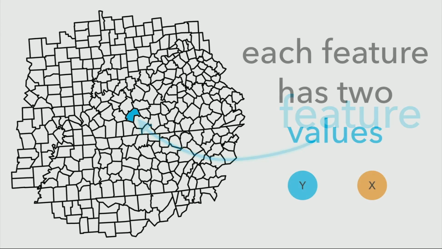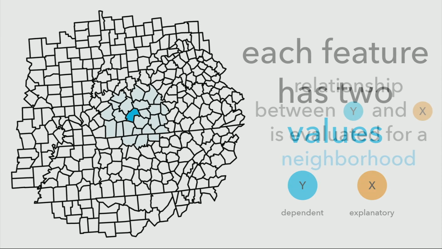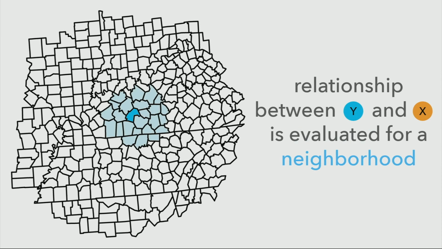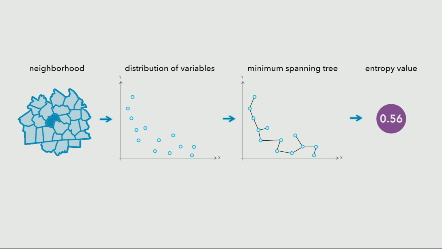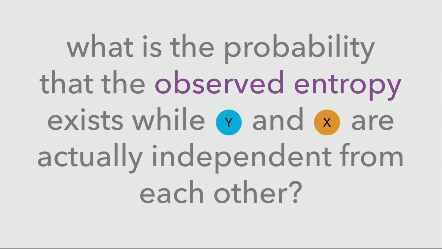So the tool starts with a feature. That feature has two values in this case, a dependent and an explanatory. And the relationship between y and x is evaluated once again for that neighborhood. So we will take that neighborhood, examine the distribution of the variables x and y, create our minimum spanning trees, and measure the entropy. Then the null hypothesis, or the question we're going to ask really, is: what is the probability that that observed entropy value exists while those two variables are actually independent of each other?